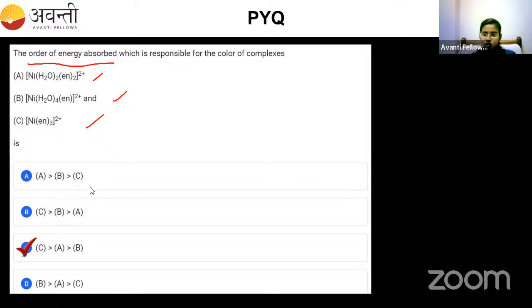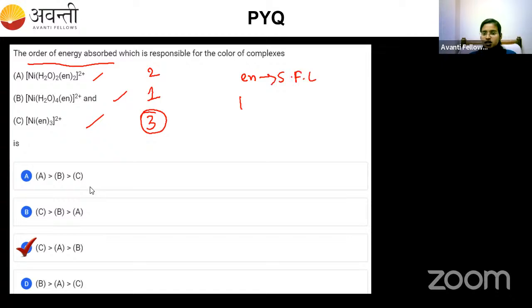Okay. So, because ethylene diamine is a strong field ligand, it absorbs more amount of energy. In compound 3, we have 3 ethylene diamine. In compound A, we have 2 ethylene diamine. And in compound B, we have 1 ethylene diamine. So, what will happen? Where we have more number of ethylene diamine, in that case, more amount of energy is absorbed. Okay. So, ethylene diamine is a strong field ligand.